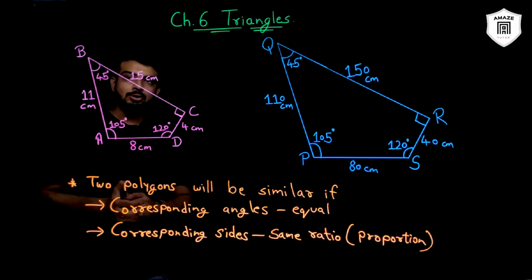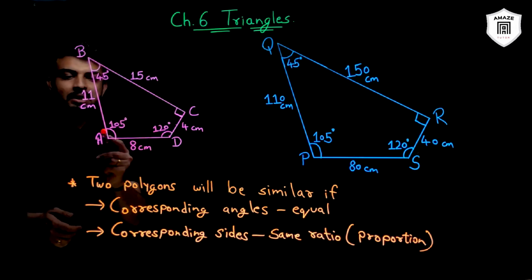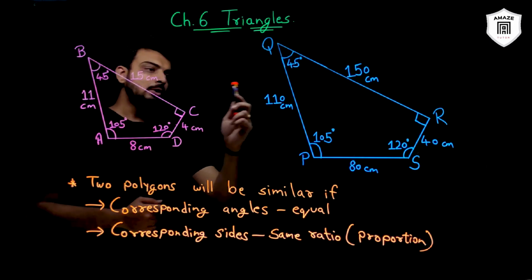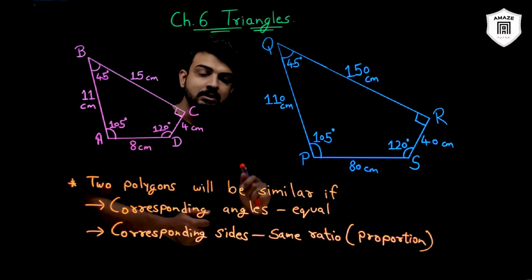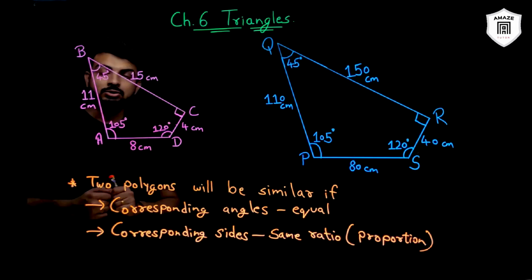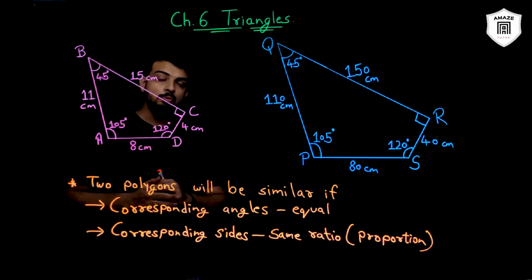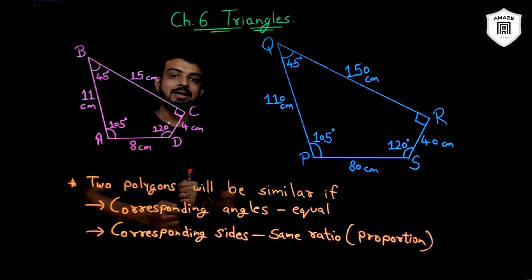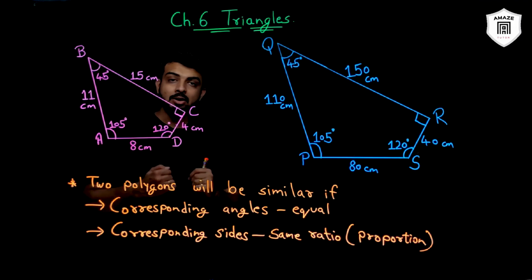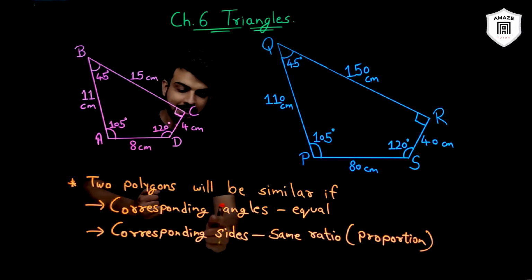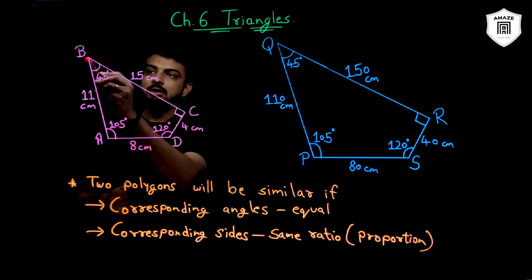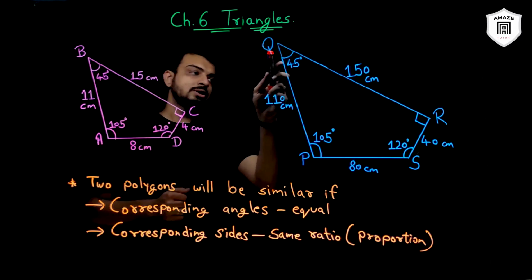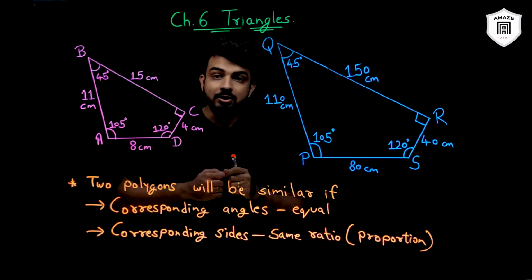So here you can look, side AB is 11, and here if you look at the corresponding side, which is PQ, it is 110. That is, it is getting multiplied by 10, right? So now similarly it should be the case with all the corresponding sides. Okay, then and only then we can say that the second condition is also satisfied and these two figures are similar. So look here, BC is 15 and what is QR? It is 150. Again it is multiplying by 10.